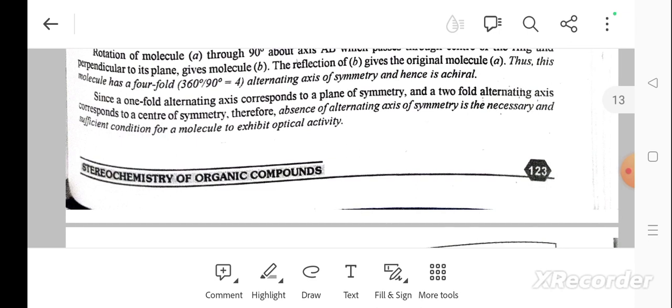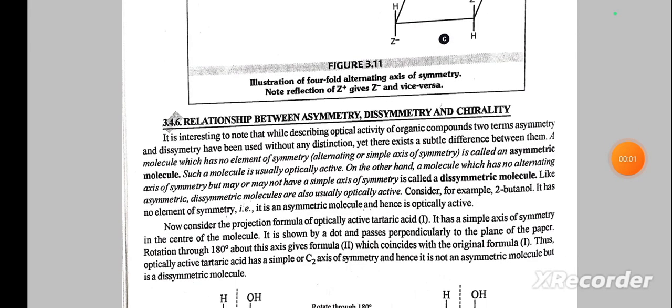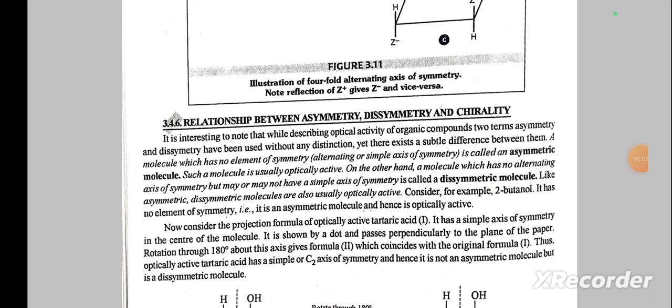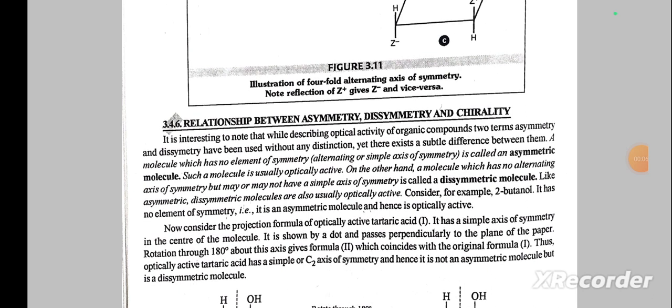Since a one-fold alternating axis corresponds to a plane of symmetry and a two-fold alternating axis corresponds to the center of symmetry, the absence of an alternating axis of symmetry is a necessary and sufficient condition for a molecule to be optically active. Relationship between asymmetric, dissymmetric and chiral.